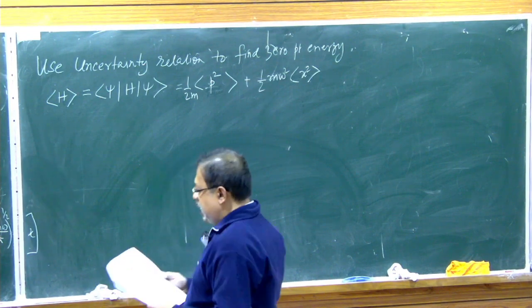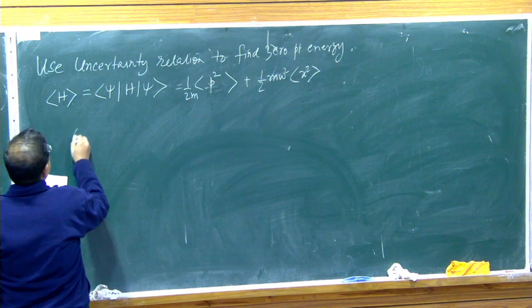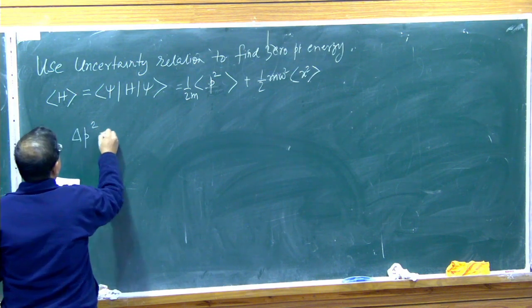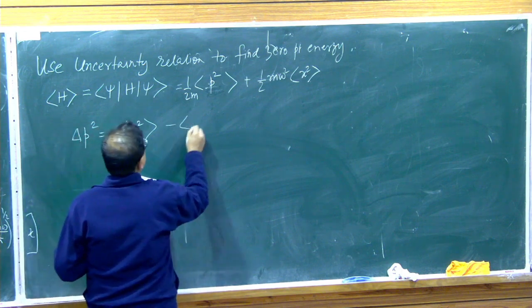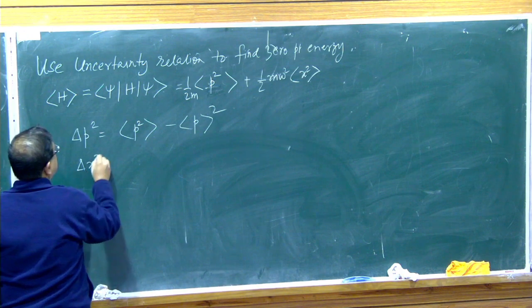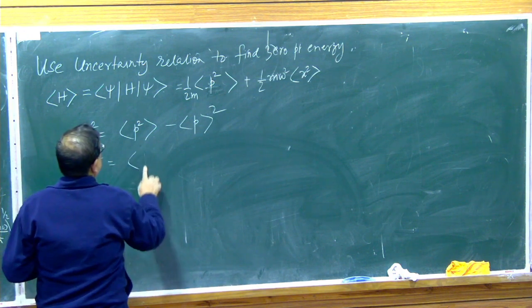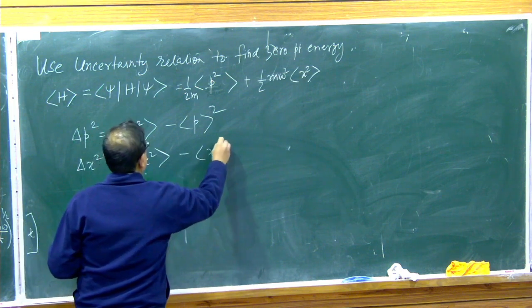Okay, so how do we calculate p square? Because now we know that delta p square equals p square average, or expectation, minus p average square, and similarly delta x square equals x square minus x average square. Okay.